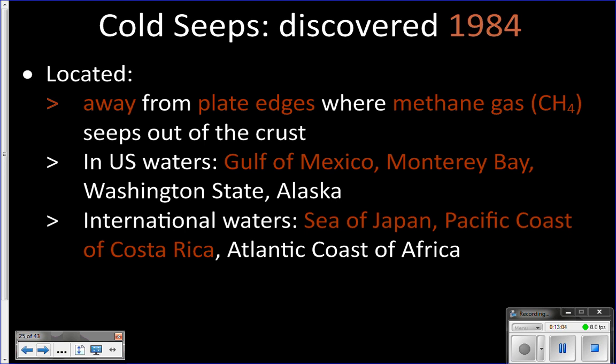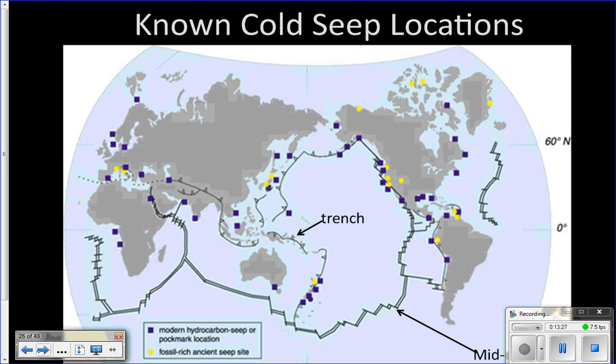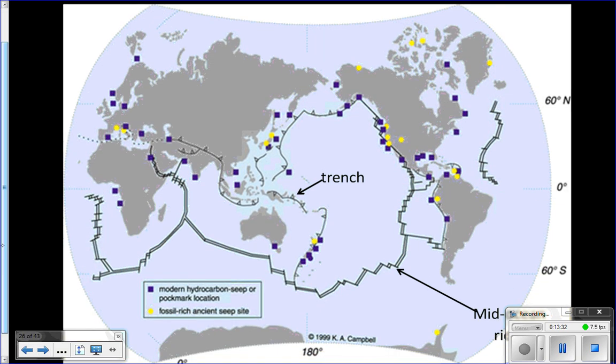Locations in U.S. waters where we find them: Gulf of Mexico, Monterey Bay, also off the coast of Washington and Alaska. Internationally, you find them in the Sea of Japan, off the Pacific coast of Costa Rica, and then off the Atlantic coast of Africa. So here, this picture shows you where we know there are cold seeps. That's the purple dots. The yellow dots are where there used to be a cold seep. We found fossils and stuff there, so there used to be a cold seep there, but there's not anymore.